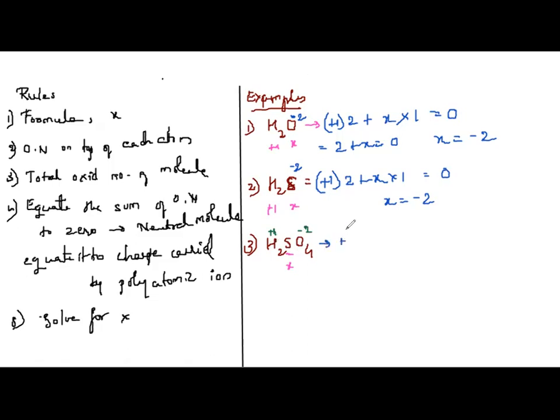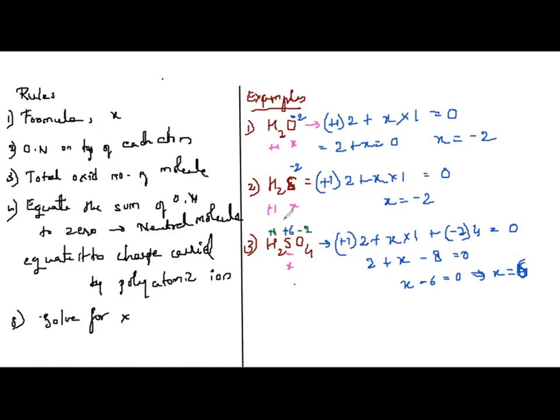So it is +1 into how many atoms of hydrogen? 2. Plus sulfur is X into 1. Plus oxygen is -2 into how many atoms? 4. That is equal to 0 because the entire molecule is neutral. So 2 plus X -8, because -2 into 4 is -8. So X, -8 plus 2 is what? -6 is equal to 0, correct? So X will be equal to what? Sorry, X will be equal to +6. X will be equal to +6. Is that right? H2SO4. So sulfur is +6.